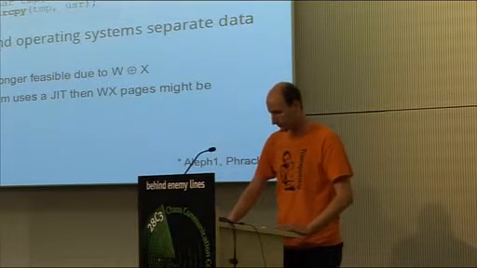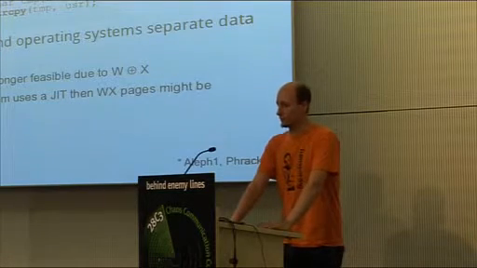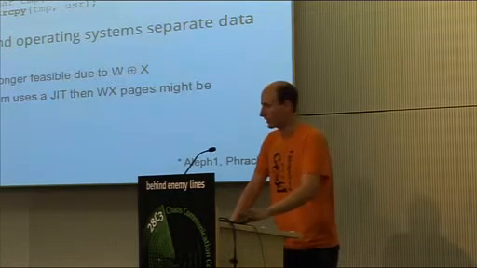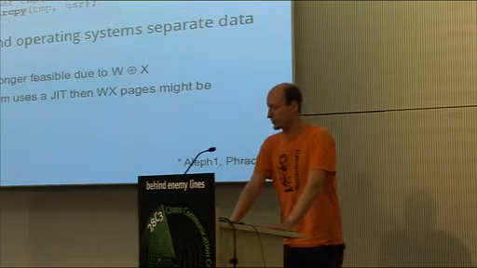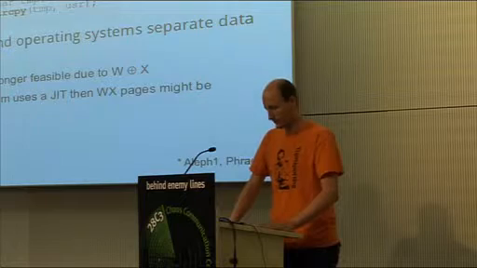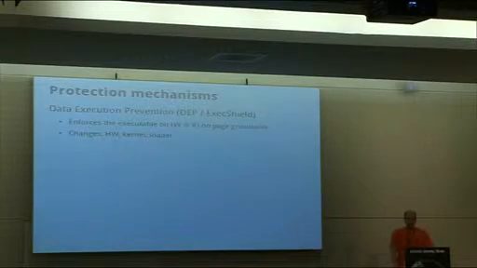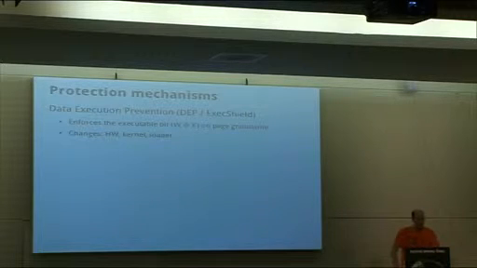So we already heard a little bit about the different protection mechanisms, but let's just look at the three most dominant protection mechanisms that are out there that make our lives a little bit harder. The first protection mechanism is data execution prevention, called DEP, or exec-shield on Linux systems. This protection mechanism enforces the executable bit that the hardware provides on a page-level granularity.